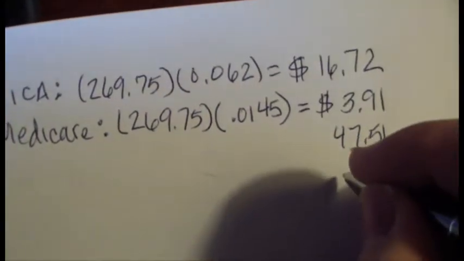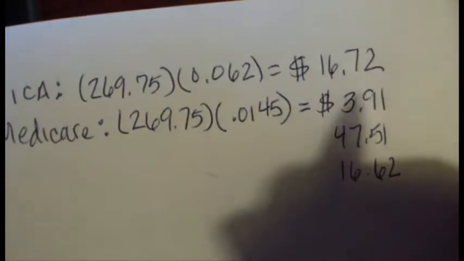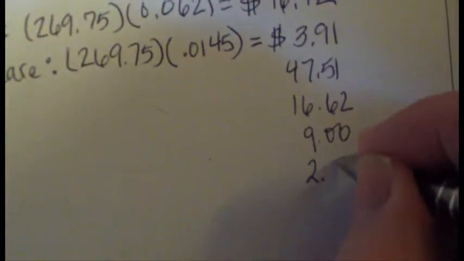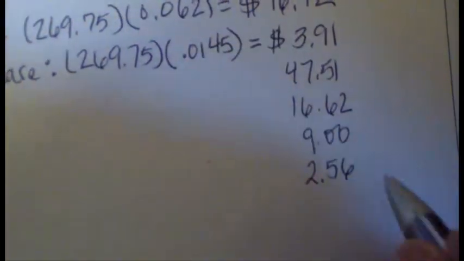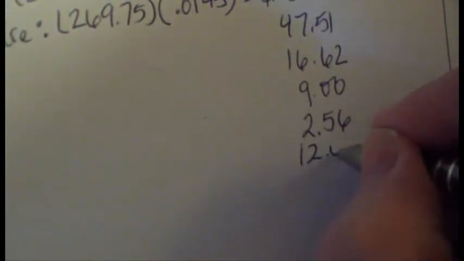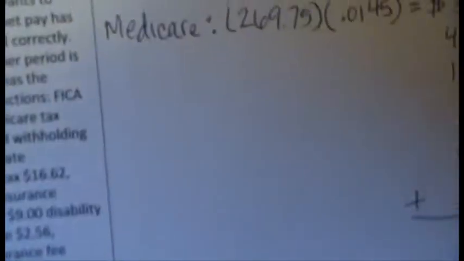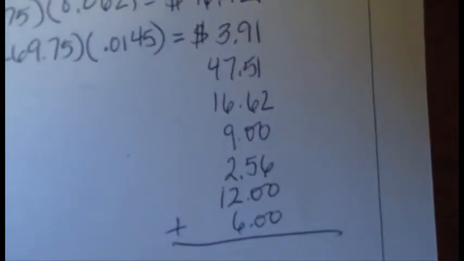All right, her federal withholding was $47.51. State withholding was $16.62. Retirement insurance contribution, excuse the cat, is $9. Disability insurance fee, $2.56. Medical insurance fee is $12. And dental insurance fee, $6. And that's all listed here in the problem. And there's no multiplication or anything we need to do with that. Those are just their totals.